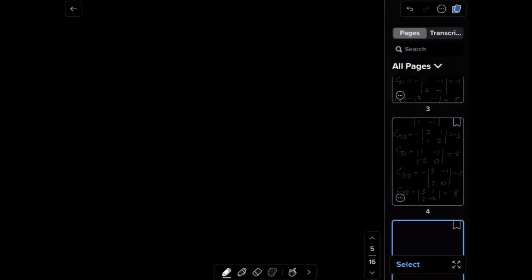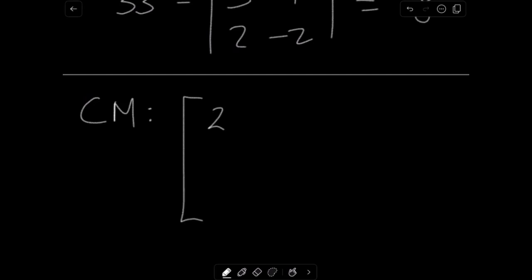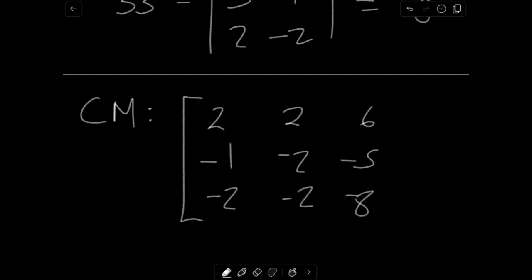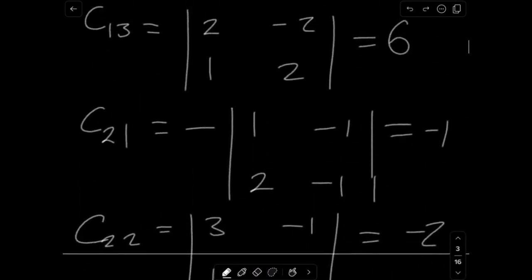Now what we're going to do is get our cofactor matrix. So I'll just write CM, for short, you know it means cofactor matrix. Our cofactor matrix is going to be this. So it will be 2, 2, 6, minus 1, minus 2, minus 5, minus 2, minus 2, and minus 8. There we go. And if you're asking where did you get these numbers from? They are just the cofactors.